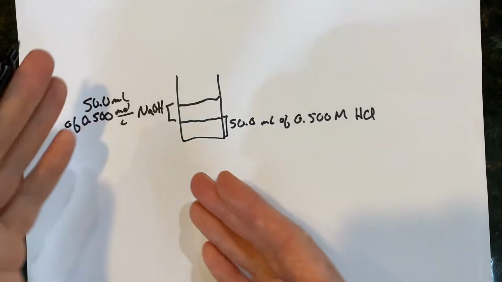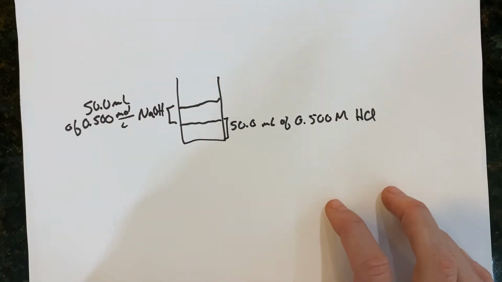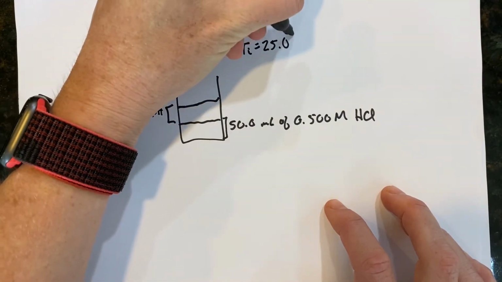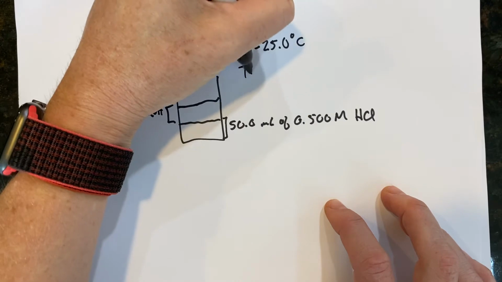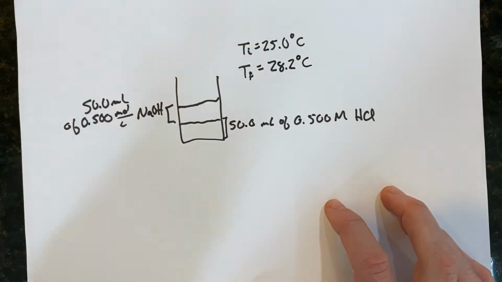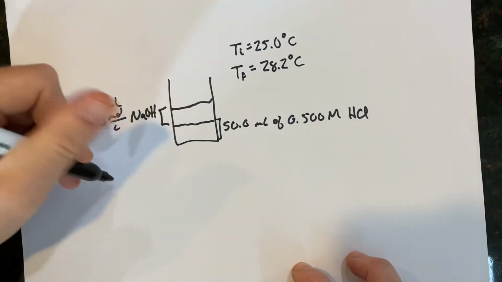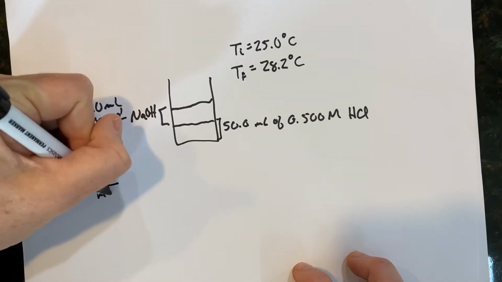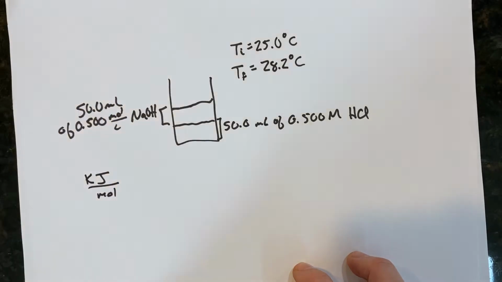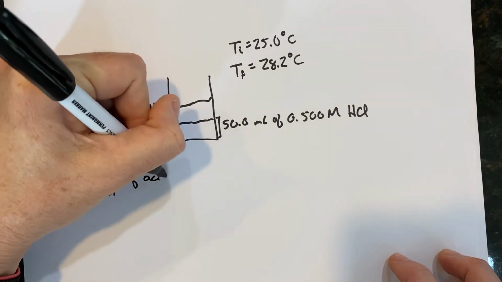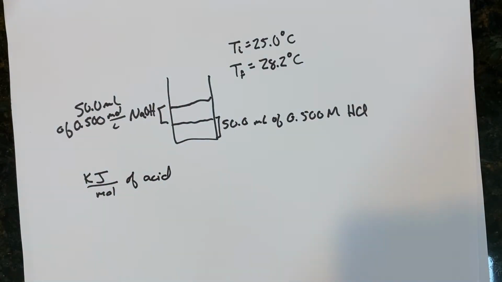And once you mix these two in this acid-base reaction, the temperature goes from initially 25 degrees Celsius to 28.2 degrees Celsius. And the question is, what is essentially the joules per mole, or maybe it might even ask in kilojoules per mole, I don't remember, of the acid. So for this particular reaction.